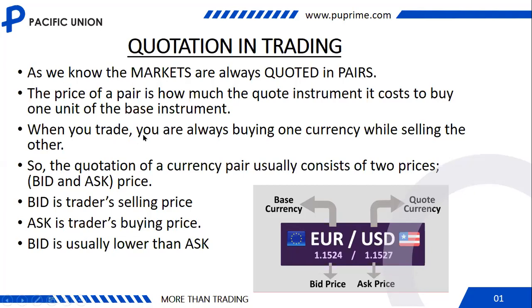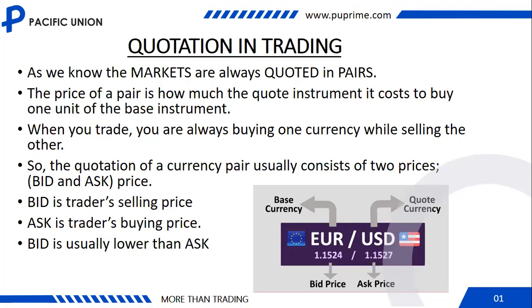Now, when you trade, you are always buying one currency while selling the other currency. So in trading, it is buying and selling. If you are trading in pairs, it means if you are buying a currency, you are taking the other currency in exchange for the first currency.